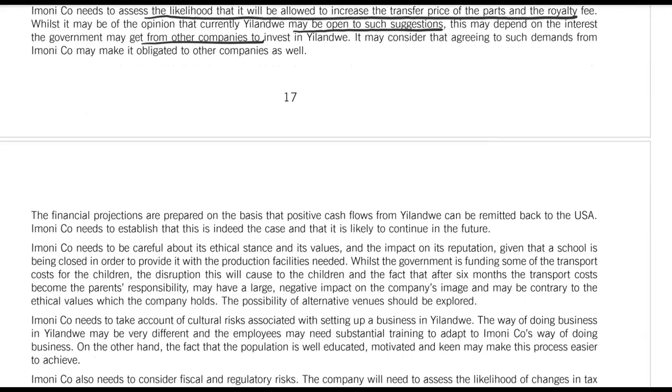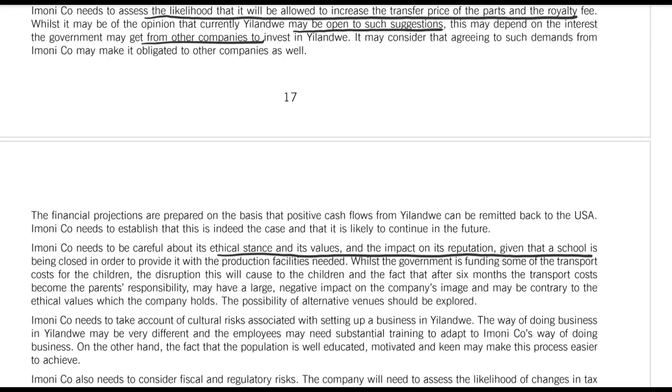A mining company needs to be careful about its ethical stand and the impact on its reputation, given that a school is being closed in order to provide it with the production facilities. So you have opened your factory on the school. This is an ethical issue. You have to provide proper remedy.